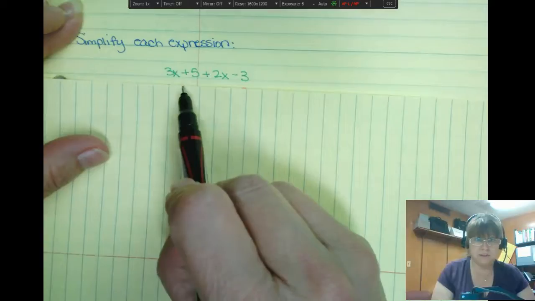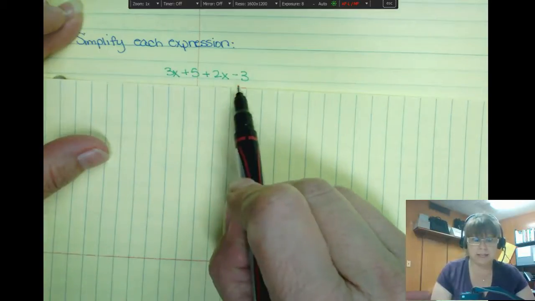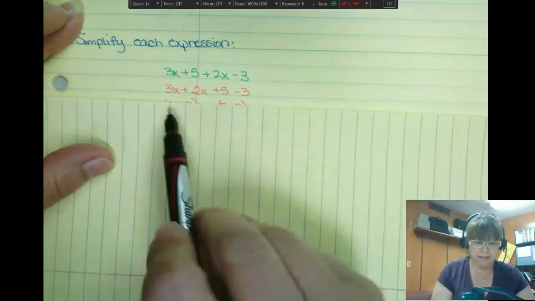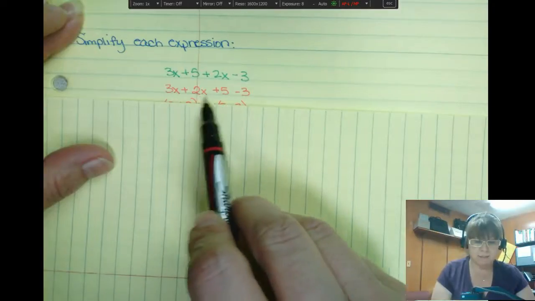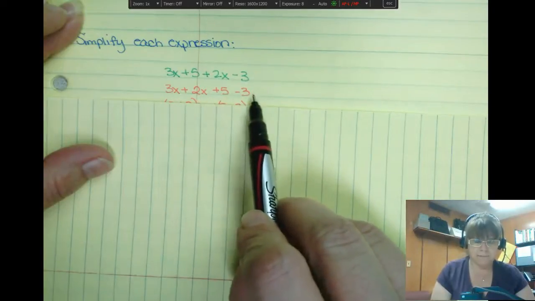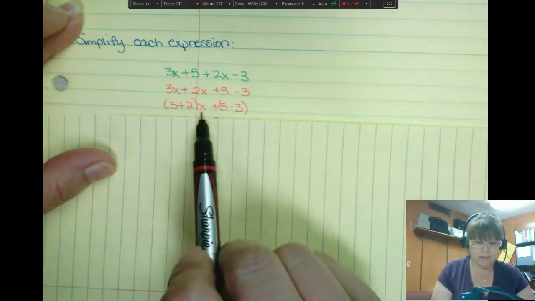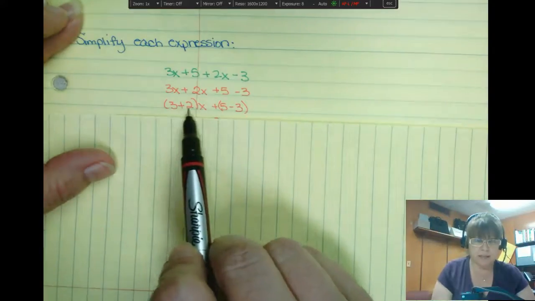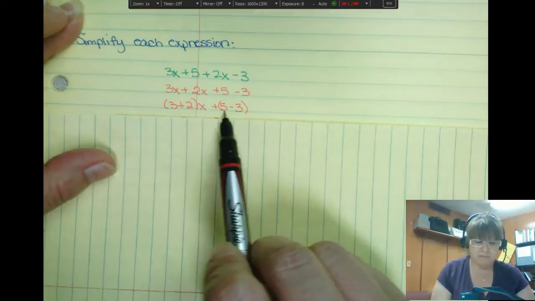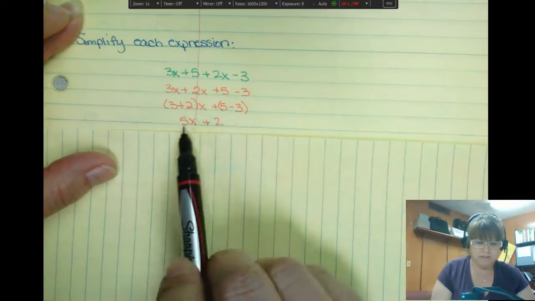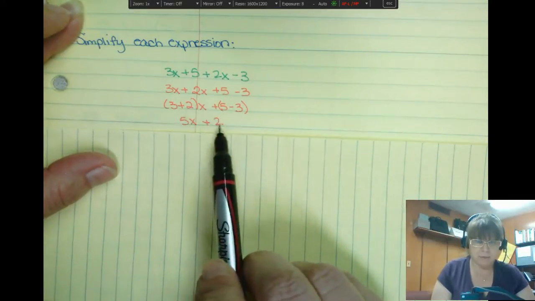3x plus 5 plus 2x minus 3. I'm going to rewrite it as 3x plus 2x plus 5 minus 3. Now I can put all the x's together, 3 plus 2 x and 5 minus 3. So I have 5 x's plus 2.